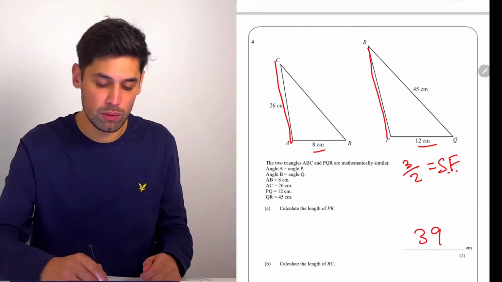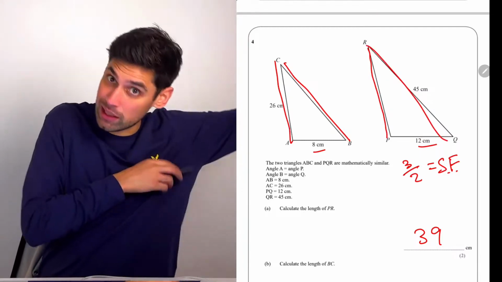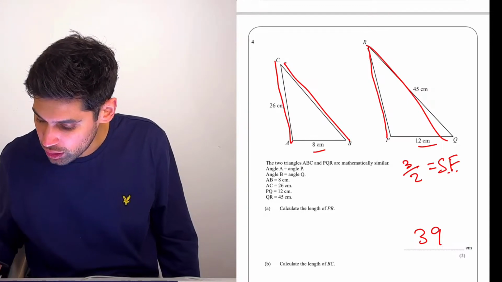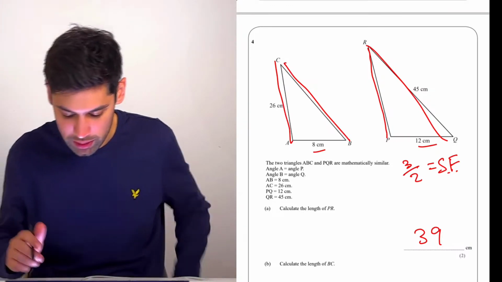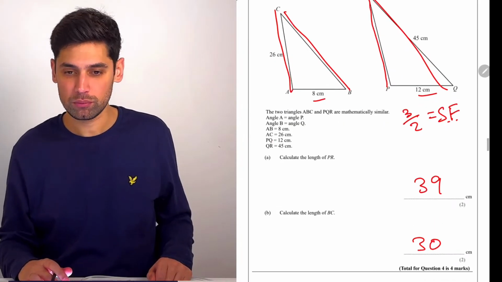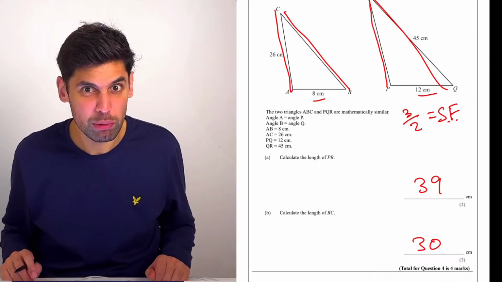And find the length of BC. Well, obviously, that's that one there. The equivalent length is 45, so we're going to be dividing by 3 over 2. 45 divided by 3 over 2 is 30. A nice round number for us there. So that was actually a lot easier than the previous ones. We probably should have done that one first, but never mind.